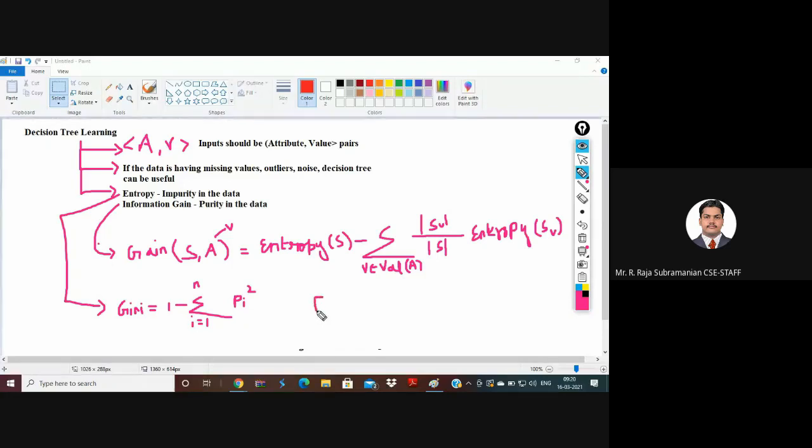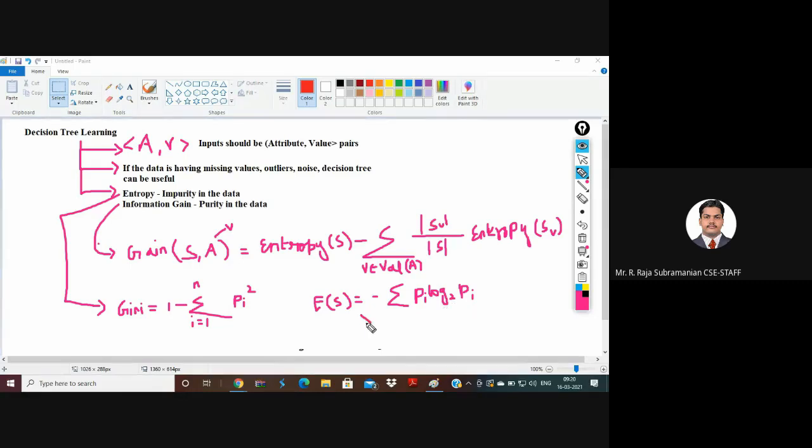If I want to write entropy for the same thing, I can write it in Pi terms as E of S is equal to minus summation Pi log base 2 of Pi. So this is the formula for entropy. Here the only difference is that for Gini I have taken Pi squared and taken 1 minus this, and for entropy it is Pi log base 2 of Pi.